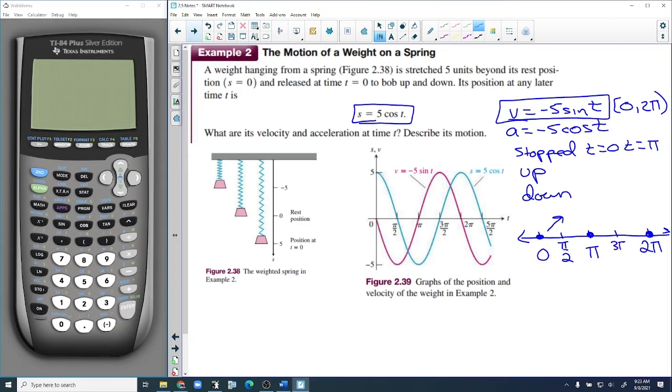3 pi over 2 is between pi and 2 pi. That'd be a nice one. Sine of 3 pi over 2 is -1 times negative is, oh, how come that was a positive? Did I mess that up? Oh, that should be a negative. Positive times a negative is a negative. I wrote that wrong.